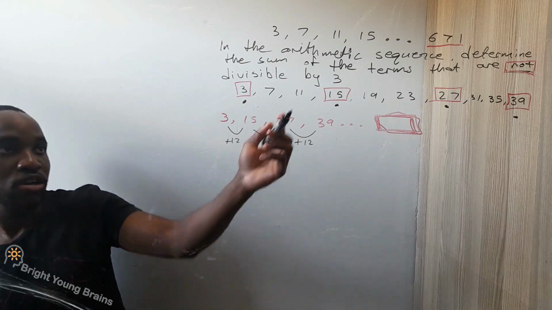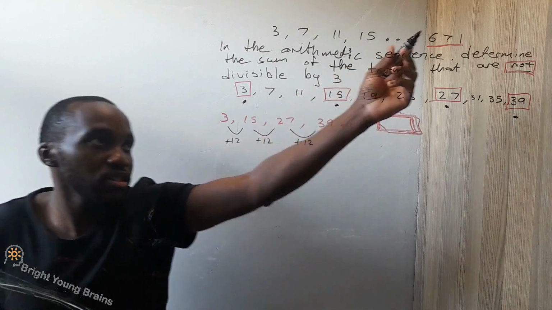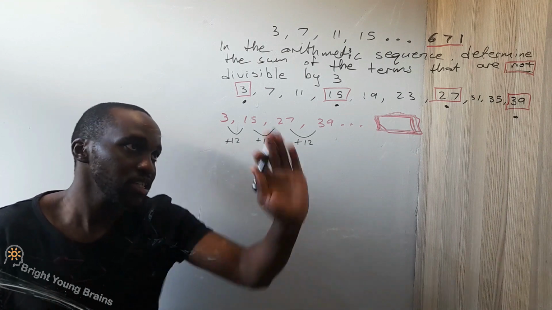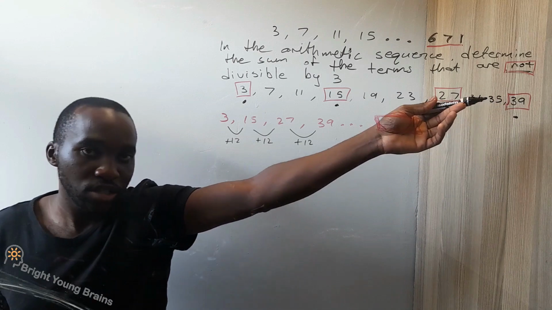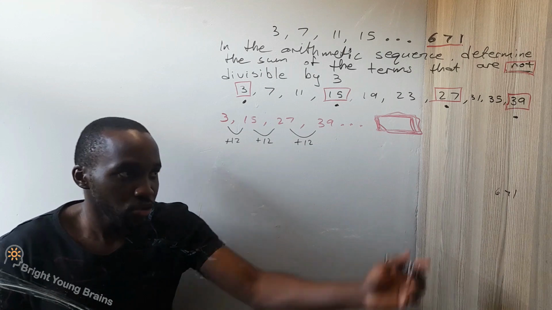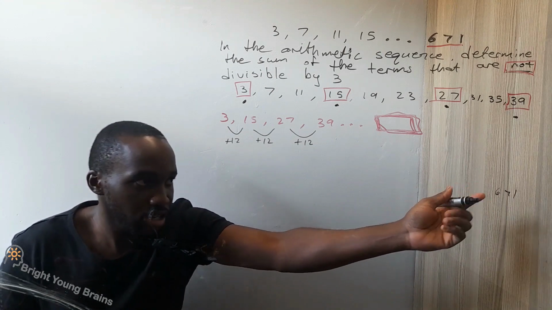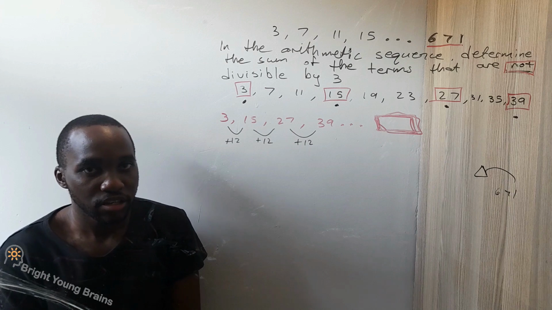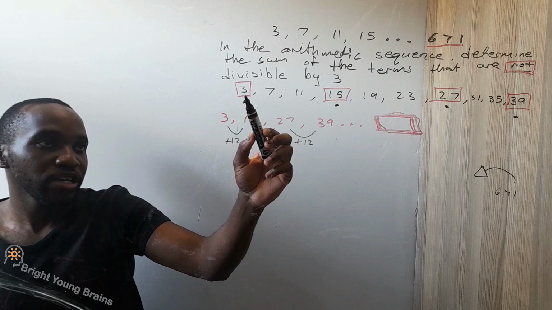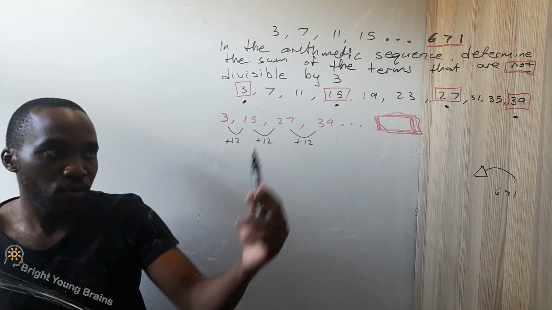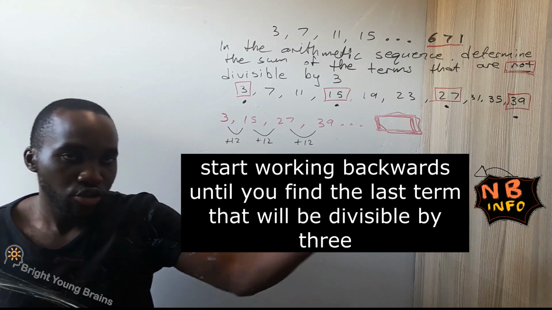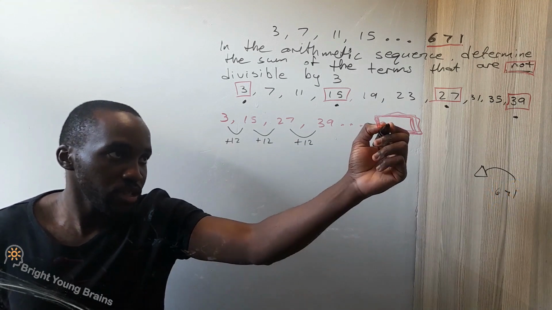So to find that out, what you can do is you need to use this value here. We know that our sequence goes up to 671. Now 671 is somewhere in our original sequence, right? Now 671 is not divisible by 3, you see. So the last term that will be divisible by 3 is before 671. So to find that value, obviously we know in our original sequence, we basically have a common difference of 4, adding 4 all the time. So what you can do is you can start working backwards until you find the last term that will be divisible by 3, which will be the term that you put there.